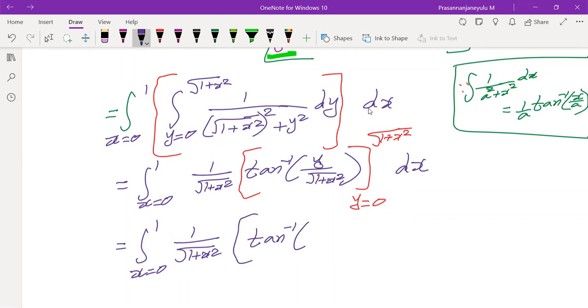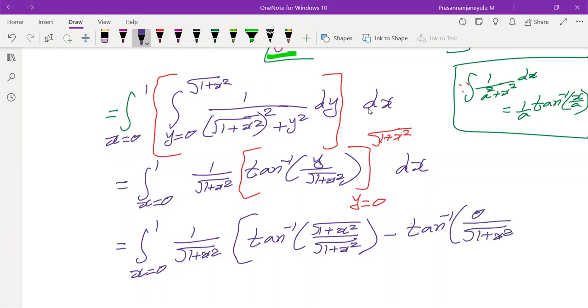So the numerator becomes root of 1 plus x square by root of 1 plus x square, minus, apply the lower limit, tan inverse of the lower limit of y, which is 0, 0 by root of 1 plus x square. It looks like 2x square, so I'll rewrite it, it is x square only.